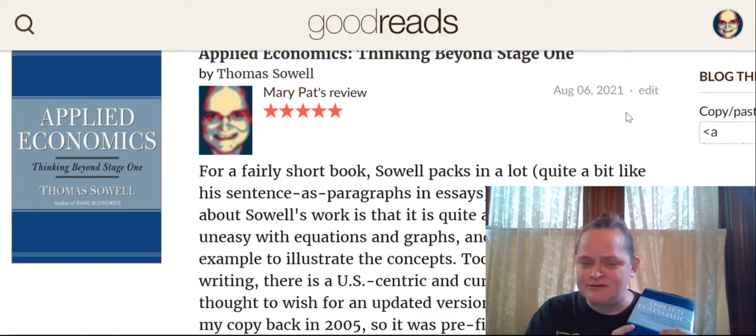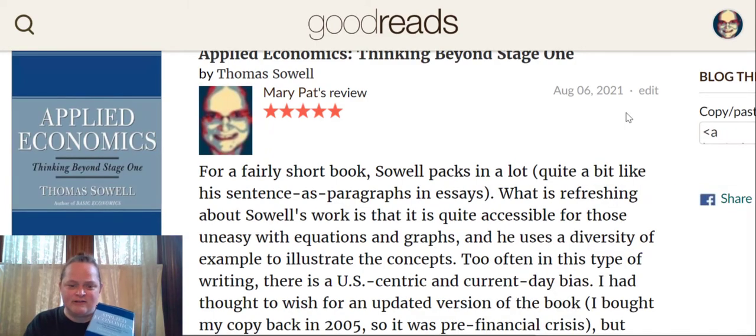For a fairly short book, Sowell packs in a lot, quite a bit like his sentences as paragraphs in his essays. What is refreshing about Sowell's work is that it's quite accessible for those uneasy with equations and graphs, because there are none. And he uses a diversity of examples to illustrate the concepts that are in the book. And they're all real-life examples, not theoretical examples.